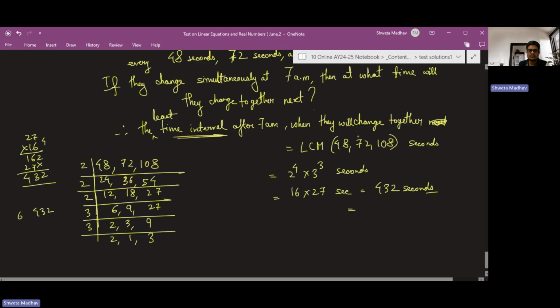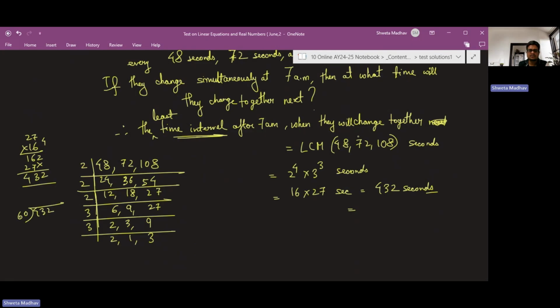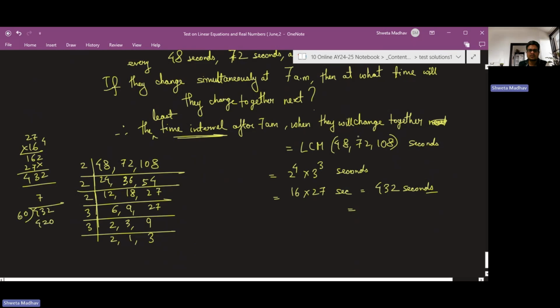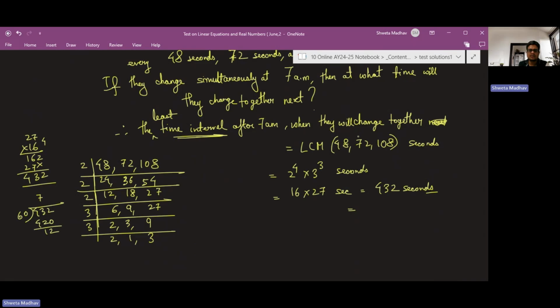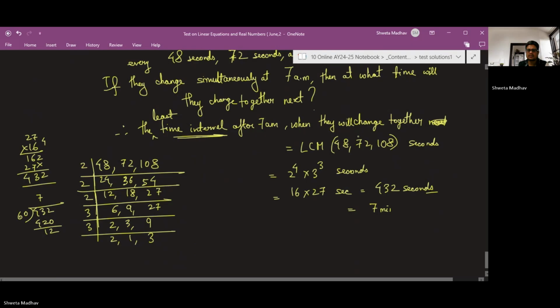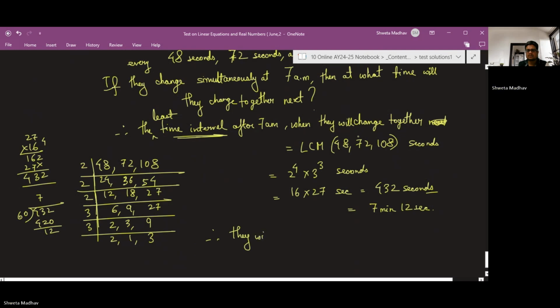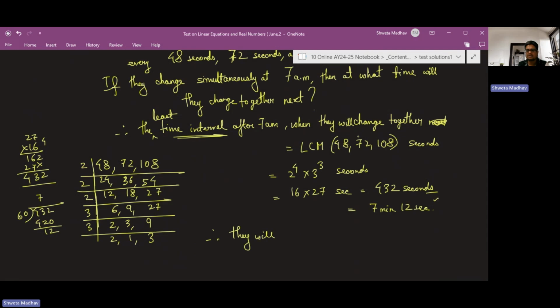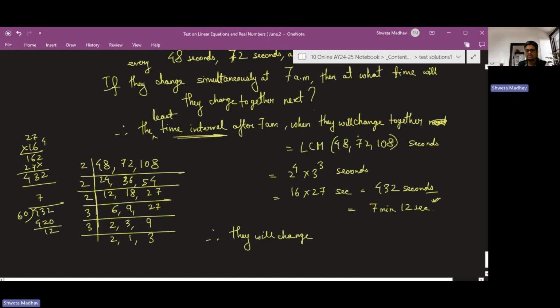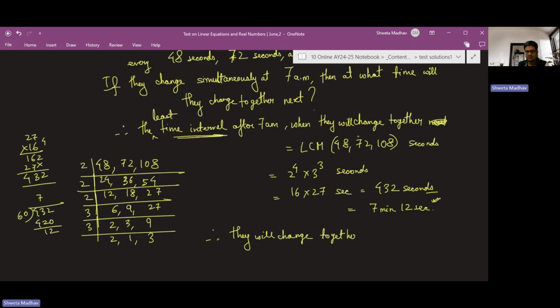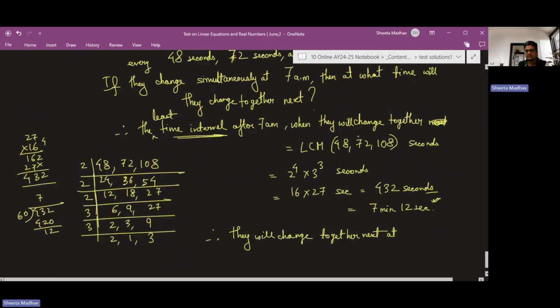If I divide 432 by 60, then I will get 7, 7 times 60 is 420, then 12 is the remainder. So it means 432 seconds, I can say it is 7 minutes and 12 seconds. So therefore the answer will be, with 7 a.m. I have to add this time interval. So they will change together next at 7:07:12 a.m.